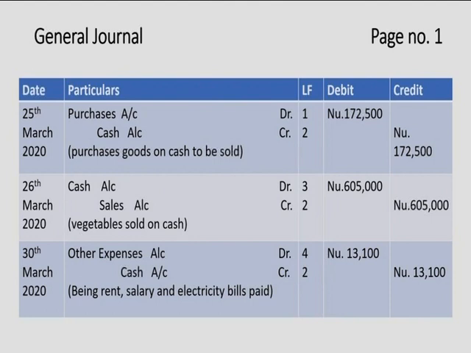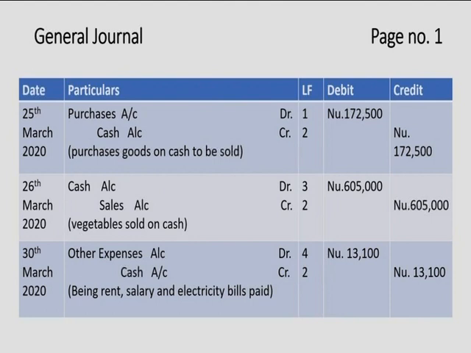172,500 and then he sold these vegetables in the market on the next date, 26th March 2020, and he generated a revenue of 605,000. So cash inflow is 605,000 from the sales. Then he also incurred some expenses. The expenses journal entry will be, all the expenses are clubbed together under the head other expenses. So other expenses account debit, cash account credit. So he paid Newton 13,100 as other expenses.